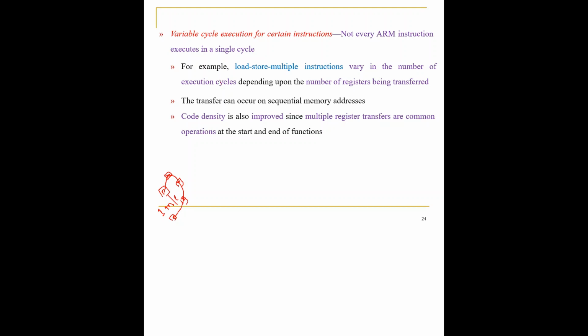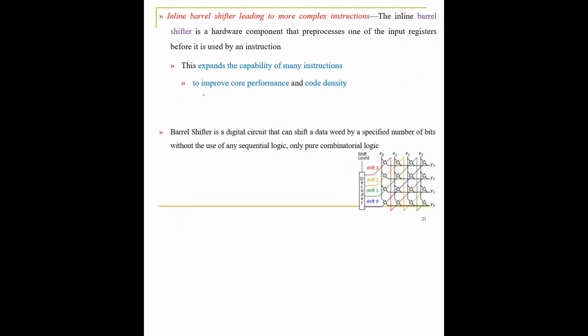The data that is processed has to be transferred between multiple registers, but data transfer between multiple registers will happen in a single instruction, which in fact takes care of the code density. Second point is the inline barrel shifter. If this is your ALU, this is your first register, and this is your second register, containing data A and data B. Now this data will go to the ALU, they will get added up, and finally I'll be getting the result C. This is what happens.